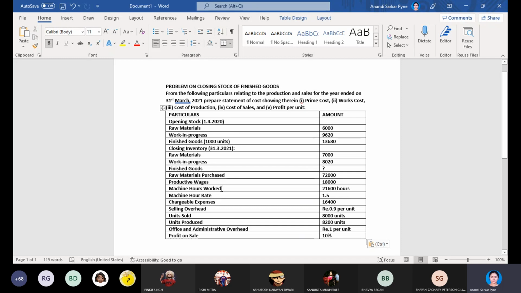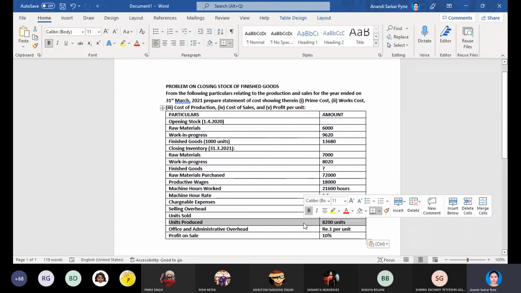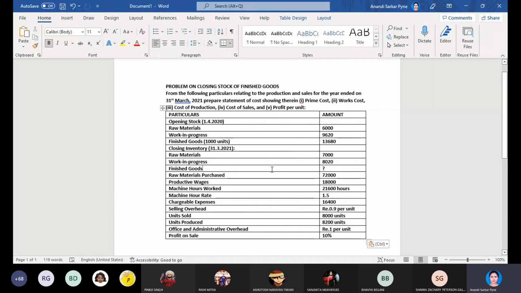Machine hours worked multiplied by machine hour rate is our factory overhead. We have chargeable expenses, which is a direct expense. We have selling overhead of rupee 0.9 per unit. That means we need selling units to get the selling overhead. Units sold is already mentioned. Units produced is also mentioned. What we don't have is the closing unit. Finished goods opening is there, but finished goods closing is not there.